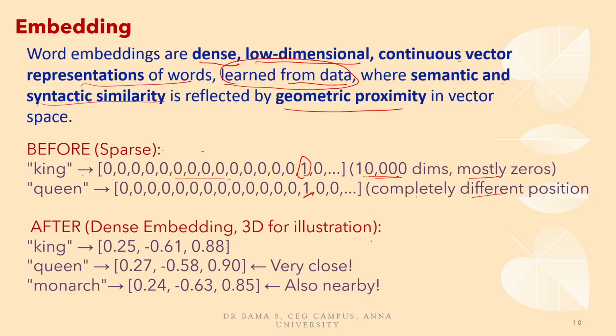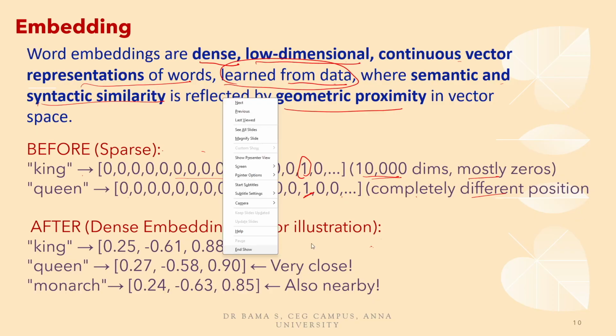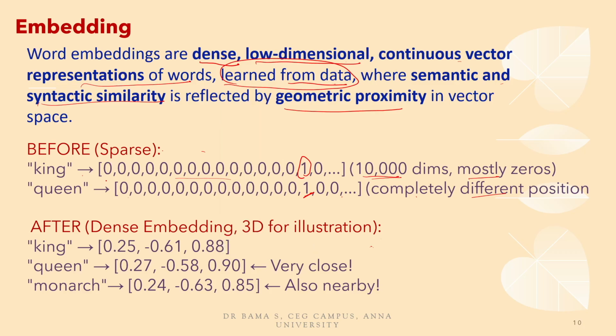But after embedding, and we will go through how embeddings are done in the next session, assume that after embeddings are done, we will have vectors like this. You can compare the vector size here and here. This is of 10,000 dimensions, and this is of 3 dimension size. For king it is 0.25, minus 0.61 and 0.88. For queen, assume that we have the vector of 0.27, minus 0.58 and 0.90.